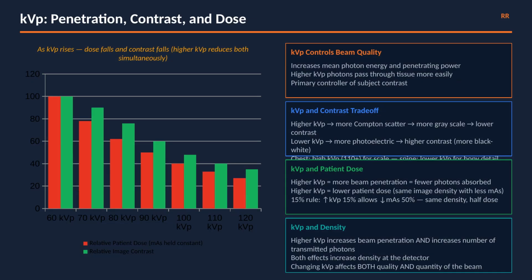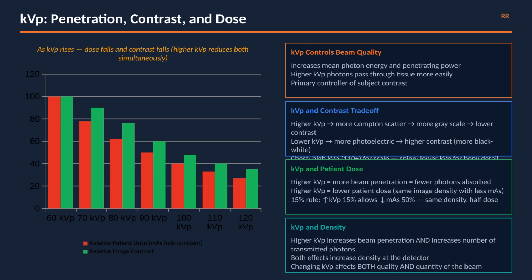Long. This chart shows two lines as kVp rises from 60 to 120. Both relative patient dose and relative image contrast fall together. That is the essential kVp relationship: higher kVp reduces both dose and contrast simultaneously.